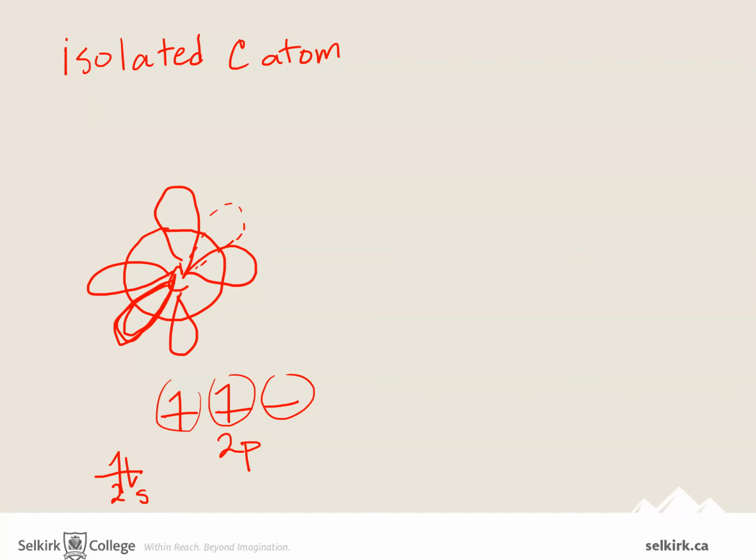The bigger problem in this game that I'm playing is that the angle between the p orbitals is 90 degrees. P orbitals are at right angles to each other. So this isolated carbon atom does not explain the bond angle we see in methane. It's 90 degrees and not 109. So I'm going to have to do what they call a hybridization of those atomic orbitals.